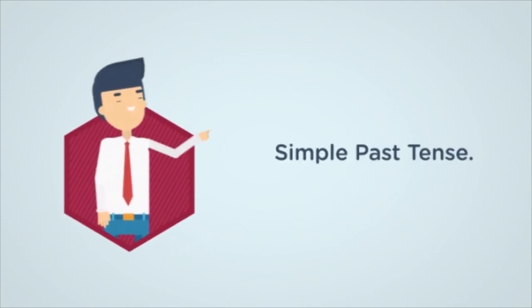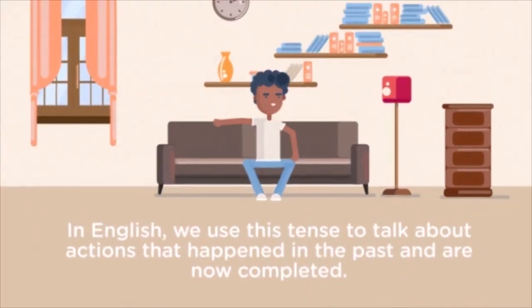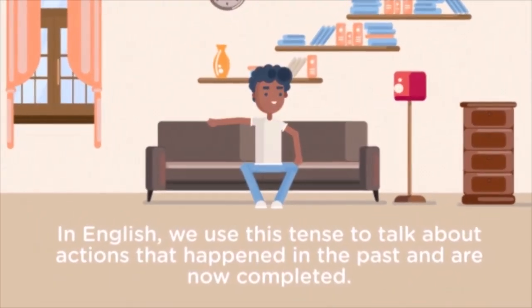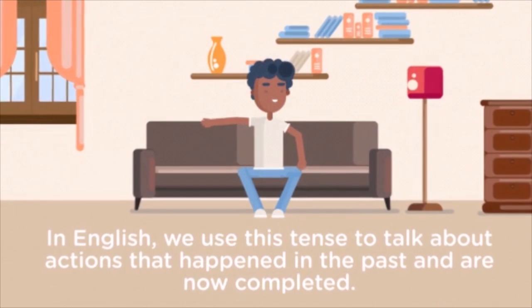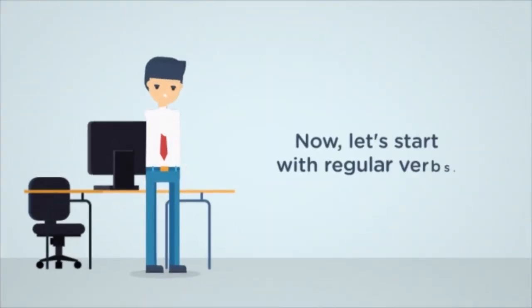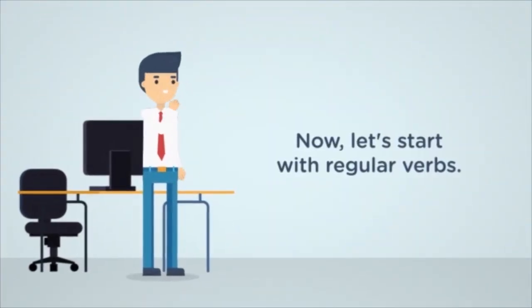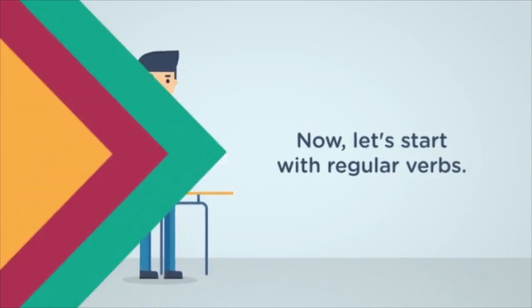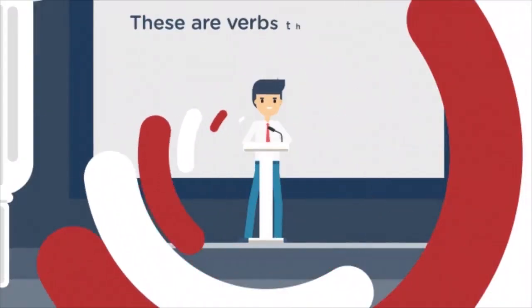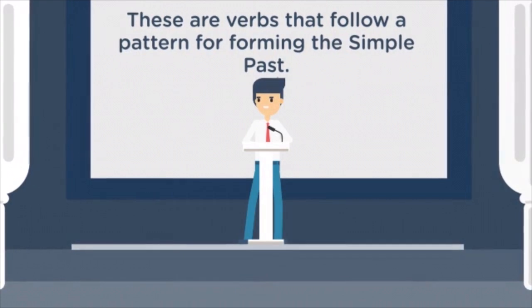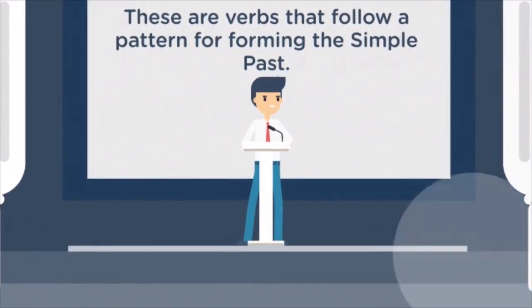Simple past tense. In English, we use this tense to talk about actions that happened in the past and are now completed. Now, let's start with regular verbs. These are verbs that follow a pattern for forming the simple past.